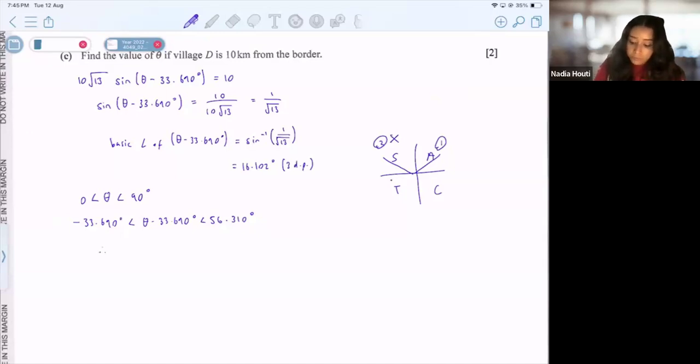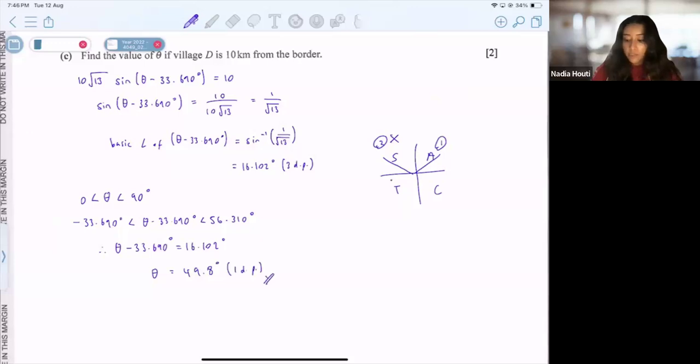So therefore, theta minus 33.690 is equal to 16.102 degrees. Only this one. And your final answer for theta is just 49.8 degrees. And this is the final answer, so you can just leave it to one decimal place.